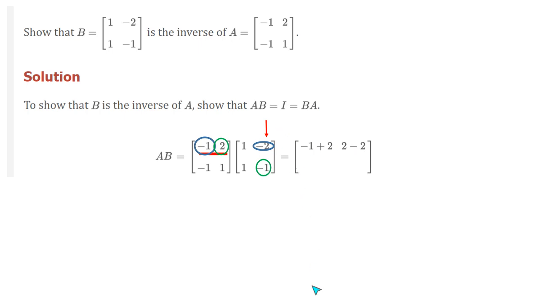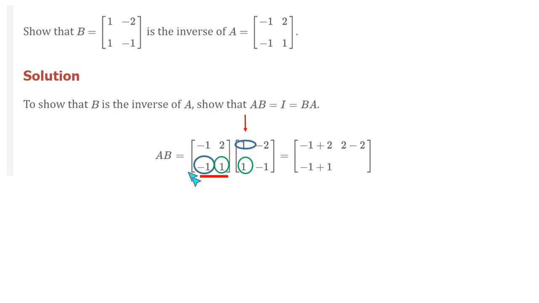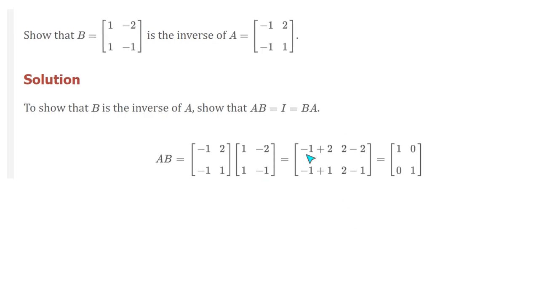And there's no more columns, so we can go to the next row. So now the second row with the first column. -1 times 1 is -1. 1 times 1 is +1. We go to the next column. -1 times -2 is +2, and 1 times -1 is -1. So if we add these numbers together, we get -1 plus 2 is 1. 2 minus 2 is 0. -1 plus 1 is 0. And 2 minus 1 is 1.